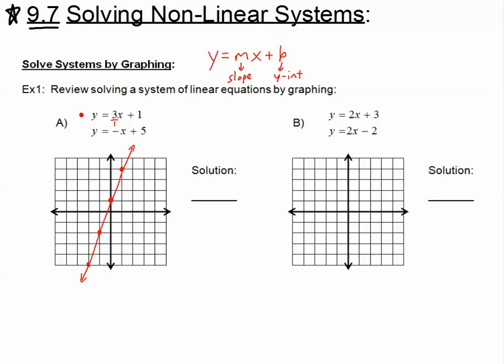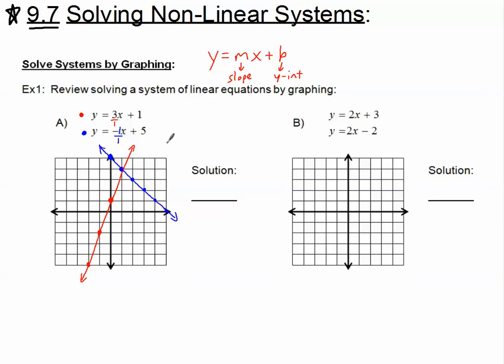I'm going to switch colors, and I will graph the second one, y equals negative x plus 5. I will begin with the b, which is positive 5, so 1, 2, 3, 4, 5 on the y-axis. And from there, my slope is negative 1 over 1. Negative means I'm going down and right. Down 1, right 1. Down 1, right 1. Down 1, right 1. Down 1, right 1. So this is my second line, my blue line.